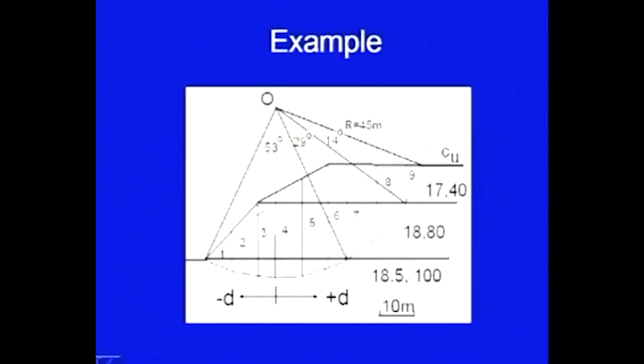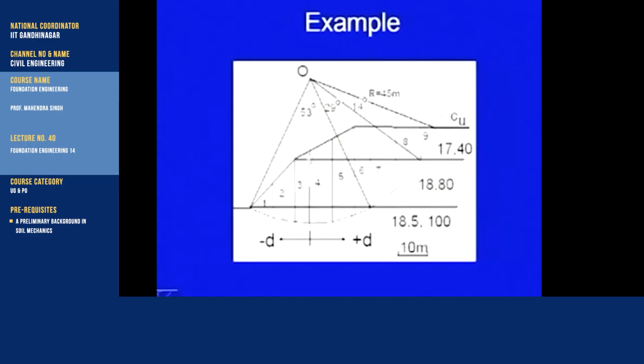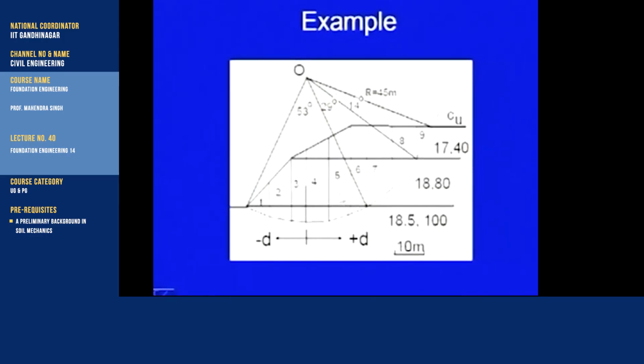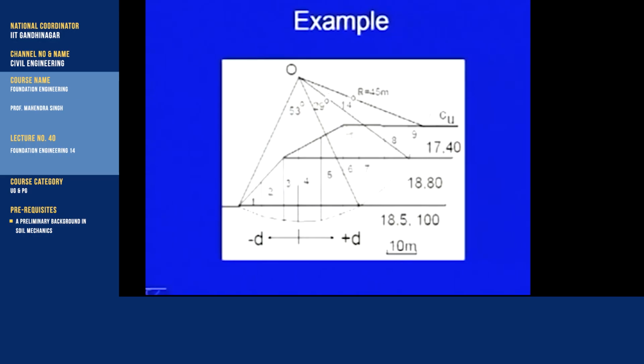Theoretically, you can take any number of slices, you can take anywhere. So, we have taken here 1, 2 is ending here, third is ending here, then 4th, 5th up to here, then from here the profile changes, slope changes.